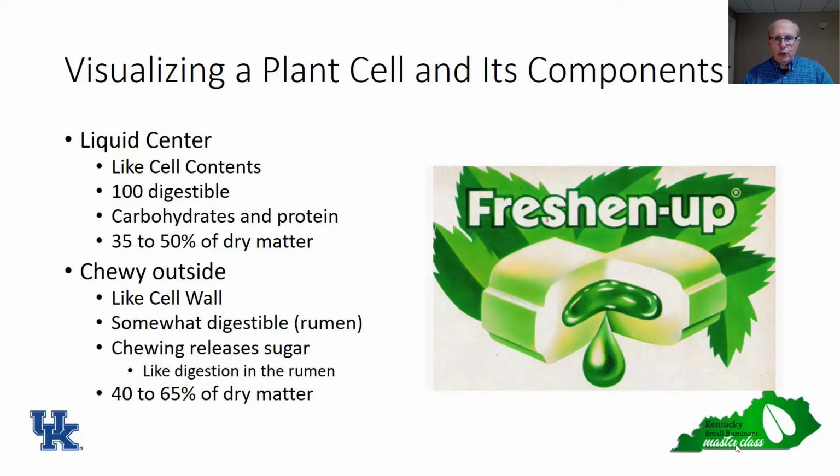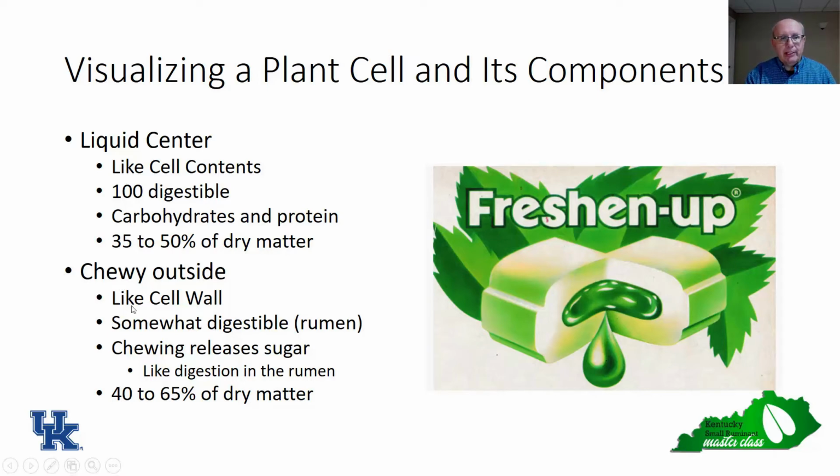The outside, the chewing part, is the cell wall. The inside is the cell contents. So that liquid center is like our cell contents, which are 100% digestible. They are going to contain carbohydrates and protein in a myriad of forms in the plant. And it may be as little as 35% or as much as 50%, it may be more, of the total dry matter in your hay sample.